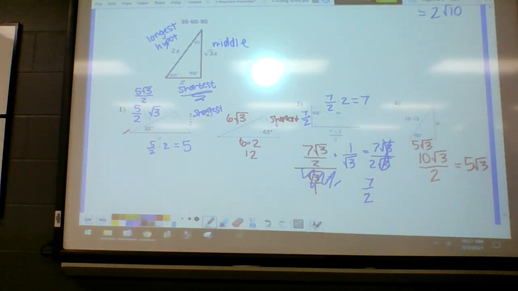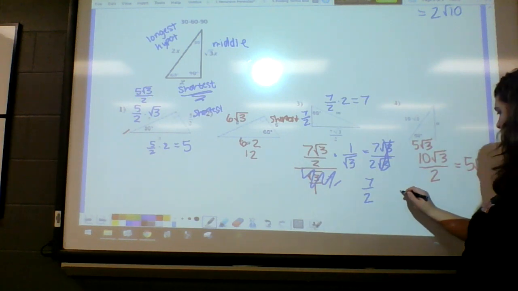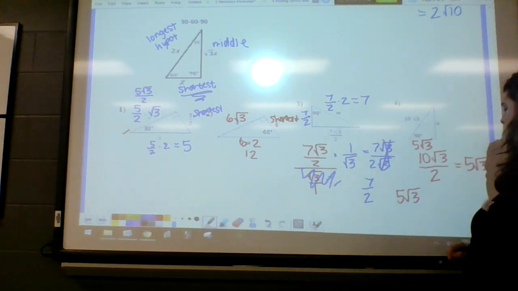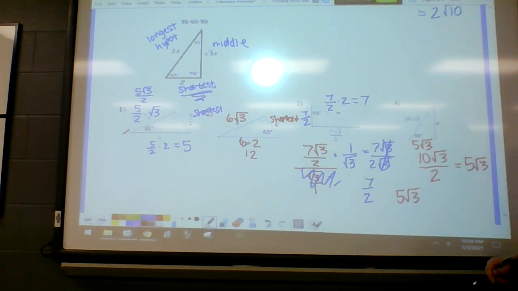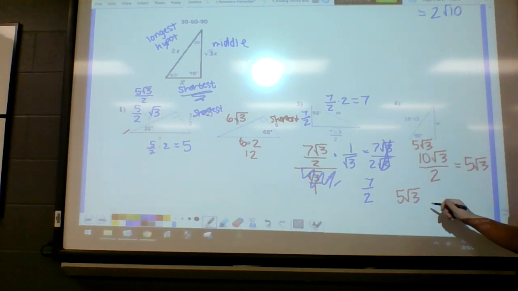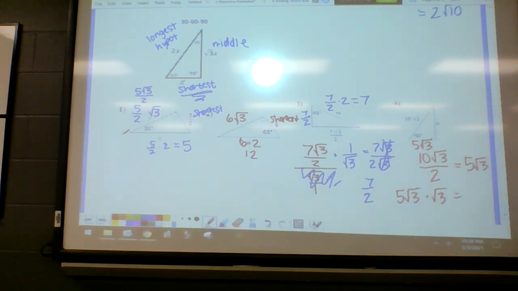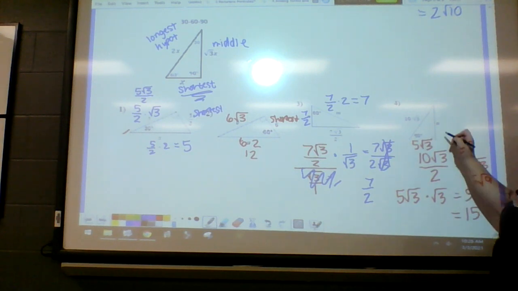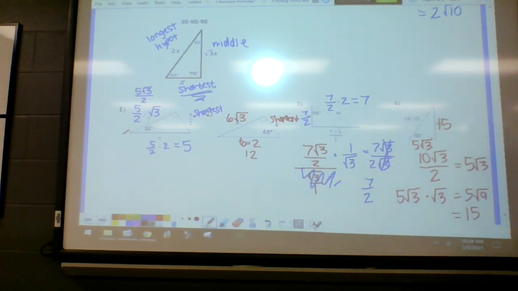So now you have your short side, you can find the middle side, right? What do you do with the 5 square root of 3 to find the middle side? You multiply by the square root of 3. So 5 square root of 3 times the square root of 3 is 5 square root of 9. What's the square root of 9? 3. So what's 5 times 3? 15. So that middle side is just 15.